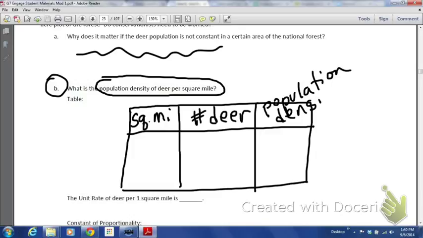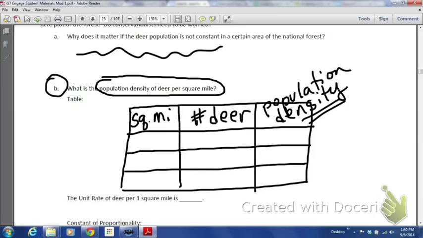Real important study and very useful use of ratio. We have three different scenarios. We have a 16 square mile area with 144 deer populating it. We have a 13 square mile area with 117 deer, and then, like I said, these numbers were wrong in the problem, so it should be 24 square miles and 216 deer.